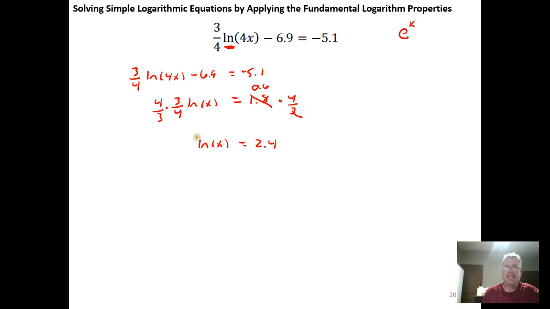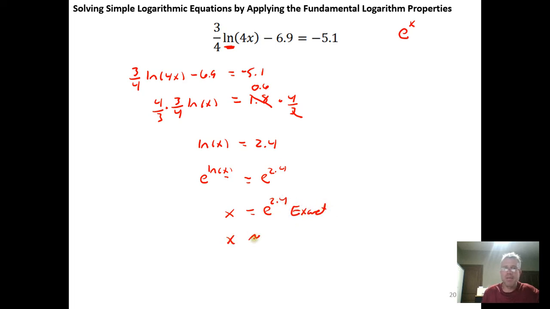And now I've isolated the natural log, so I'm going to put the natural log in the exponent position on e to the x, or exponentiate base e, e to the 2.4. Exponentiation base e cancels the logarithm base e, leaving us with the x that's inside the function. So we get e to the 2.4 is the exact answer.